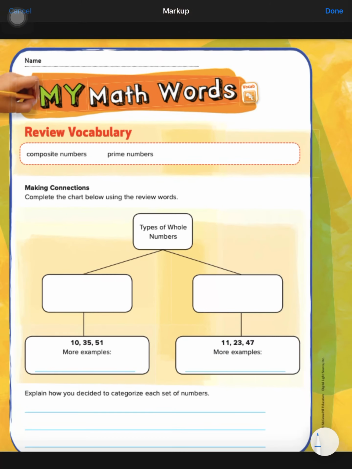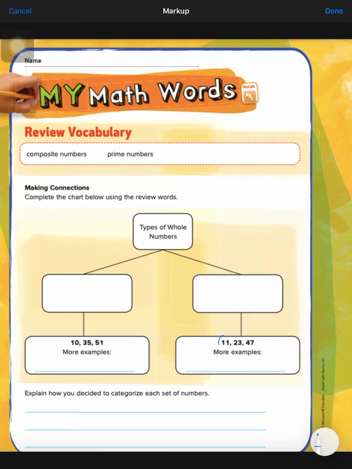All right, my friends, if you notice here, we are going to be dividing up these two vocab words, composite numbers and prime numbers, into these two spots. Now, we have to look at the examples down here in order to figure out which goes where, okay? So prime numbers are any whole numbers that do not have more than two factors: itself and 1. What does that mean? That means that the whole number cannot be divided by anything other than 1 and itself.